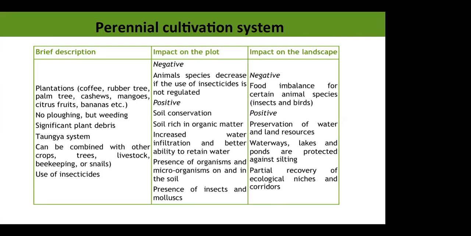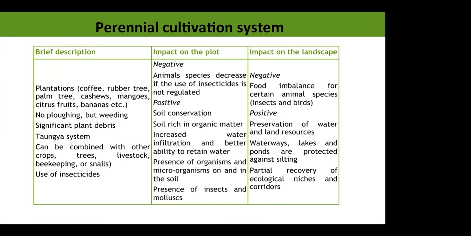Your different trees can also be combined. Livestock and beekeeping can also be done on the farm. There are a lot of people now that have tree crops, and then they have beehives on the farm. And there's high use of insecticide. Yes, this type of system, you use a high level of insecticide.